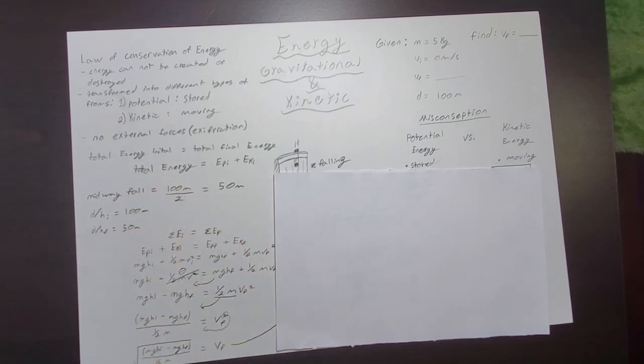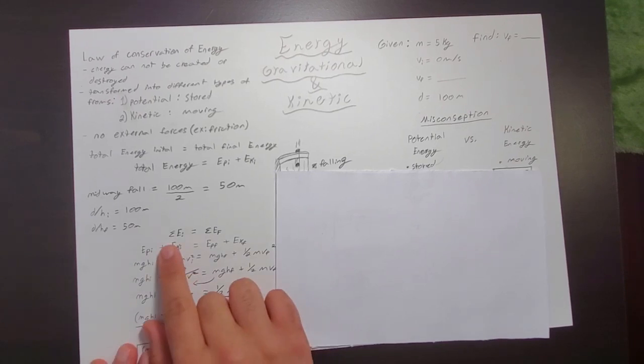How are we going to start this? The way we're going to break this down is first find the midpoint. The midpoint from 100 meters is 50 meters. So now we know that the initial height is 100 meters and the final height is 50 meters.